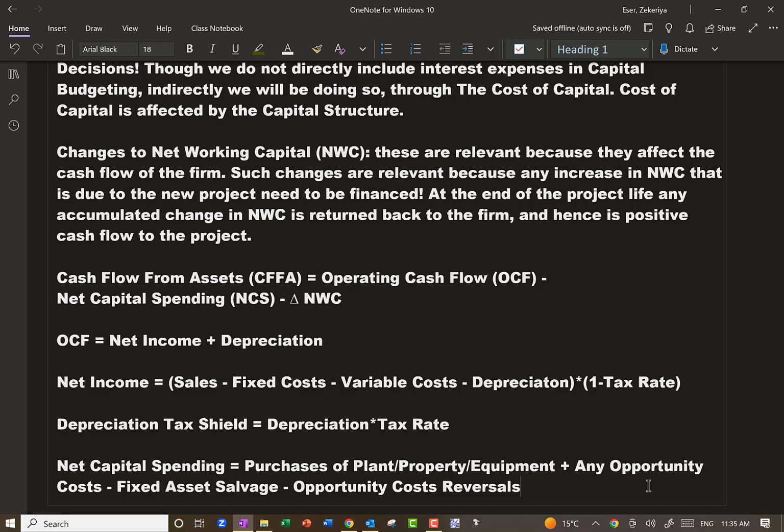Similarly, plant, property, and equipment. Just because they may have been depreciated to 0 for tax purposes doesn't mean that at the end of the project they're worth nothing. You'll get something out of it. I mean, maybe some scrap value. So you need to calculate that salvage value. Obviously, that's going to be negative capital spending or positive cash flow to the firm.